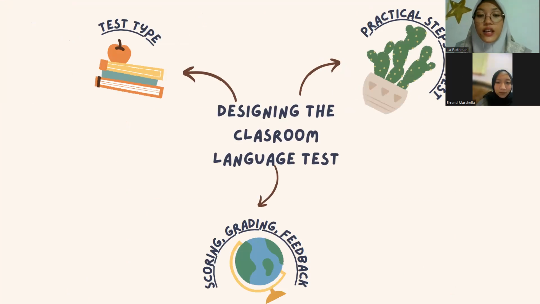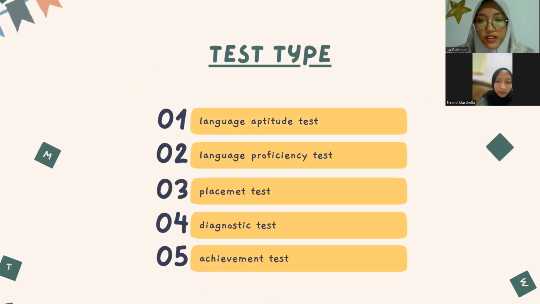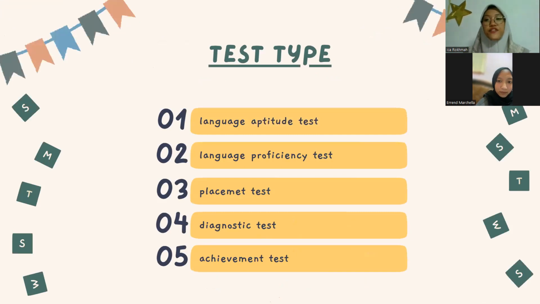Then, before designing the language test, we need to complete 3 aspects minimally. The first one is test types. The second one is practical steps to test construction. And the last one is scoring, grading, and feedback. Okay, let's start with test types. On the screen, test types are divided into 5 components, but actually we break them down into 2 parts.